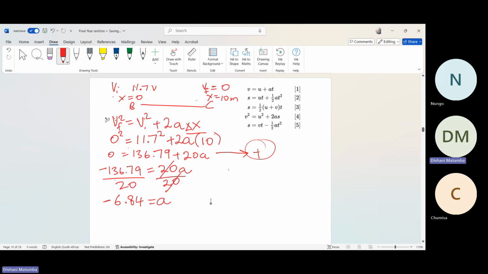Why is the acceleration negative? Because we are decelerating. Yes, that is perfect. The object is decelerating. It is accelerating in the opposite direction. Okay. Do you have any further questions? No, sir.